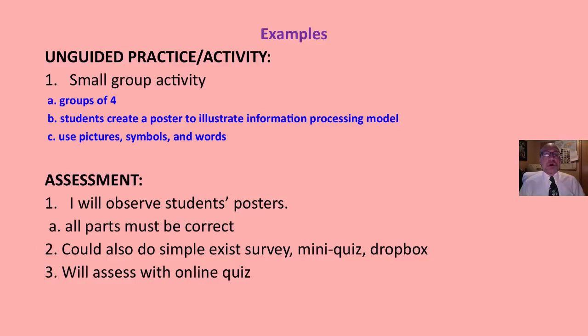As an example, for my lesson on the information processing model, I'm going to have them do a small group activity. Students are going to work together to create a poster to illustrate the information processing model. Huge one. We're going to put them up on the walls. They need to use pictures, symbols, and words to demonstrate each part of it. And it allows them to be creative, work together, talk. That's all good stuff.